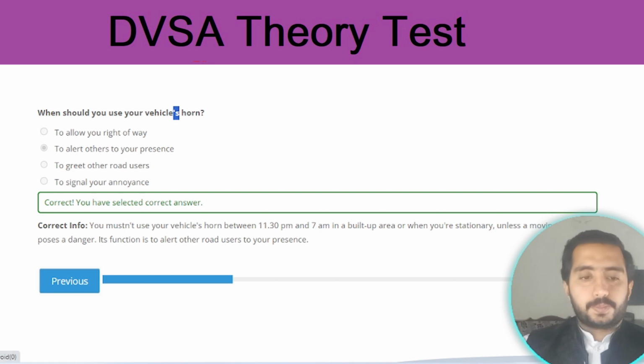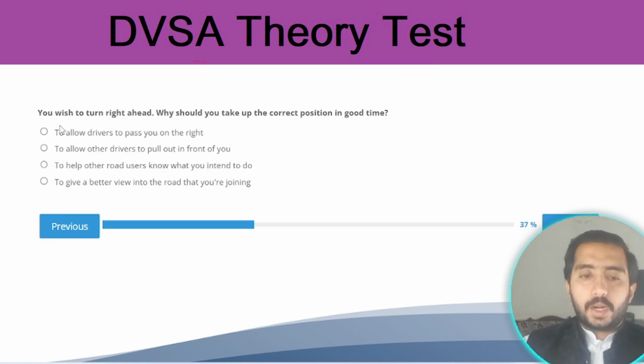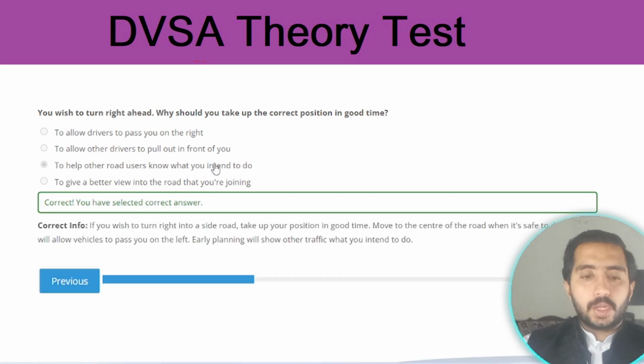Next one. You are on a one-way street and want to turn right. Where should you position your vehicle when there are two lanes? The correct option is in the right hand lane. Option C is the correct option. You wish to turn right ahead. Why should you take up the correct position in good time? The correct option is to help other road users know what you intend to do. Option C is the correct option.